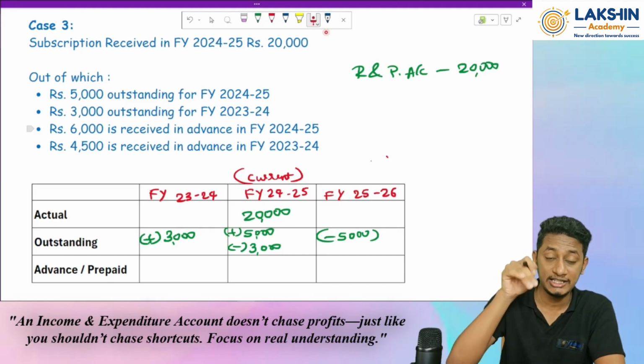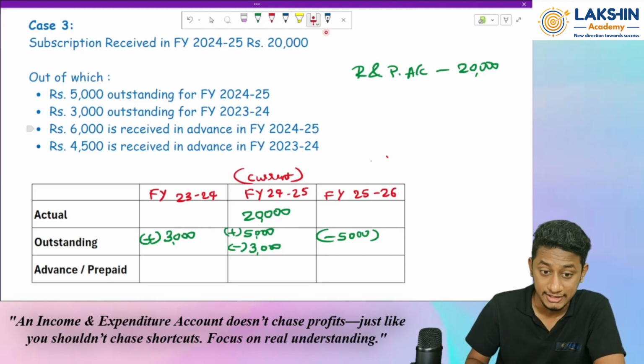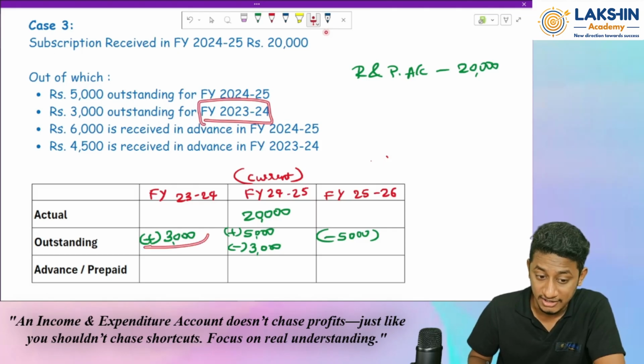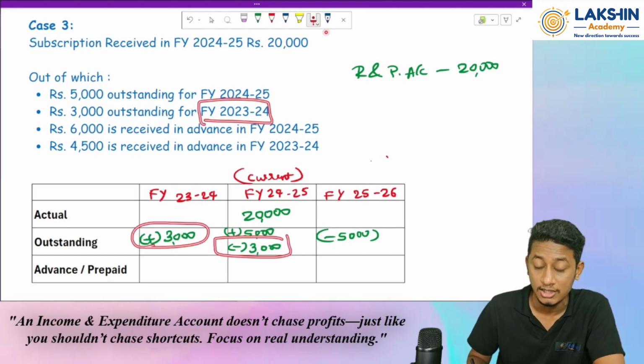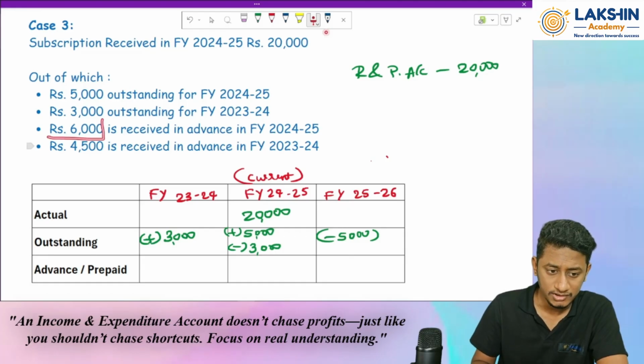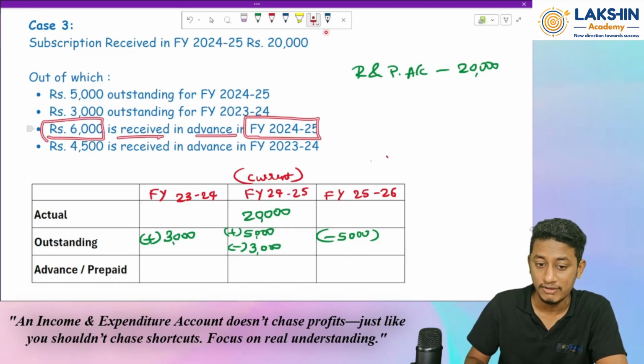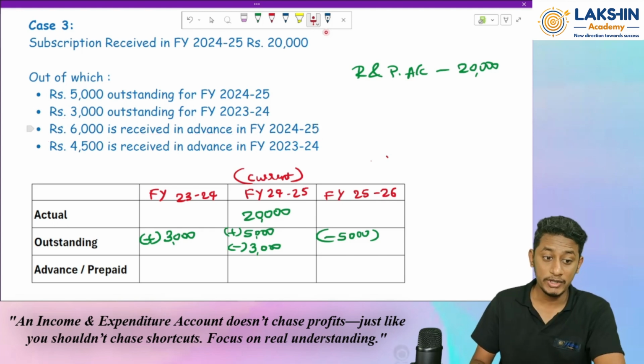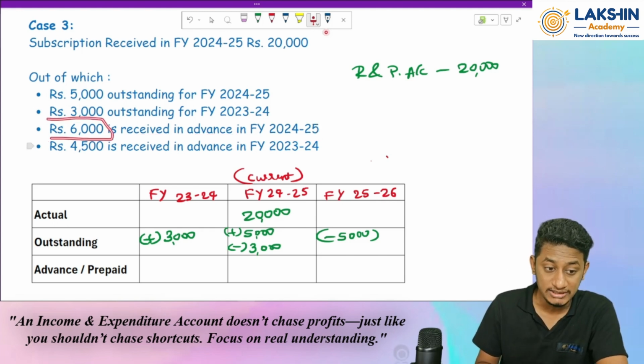Is it an income of this year? No, sir. It is income of the previous year. So I have added it in the previous year and deducted it in the current year. Clear? Okay. Now going further. Rupees 6,000 is received in advance for FY 24-25. So what has happened over here? Now I have received rupees 6,000 in advance.